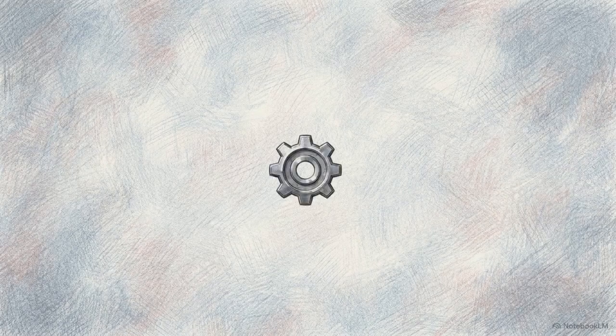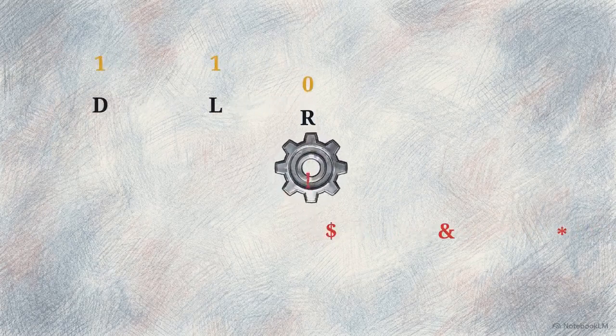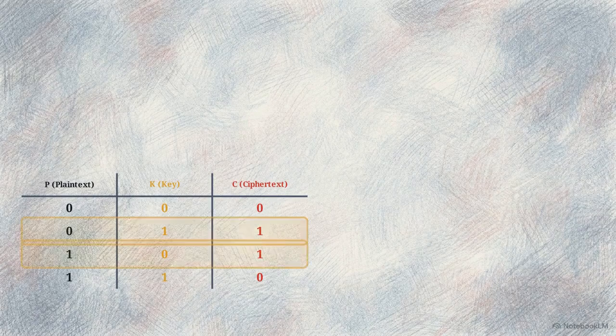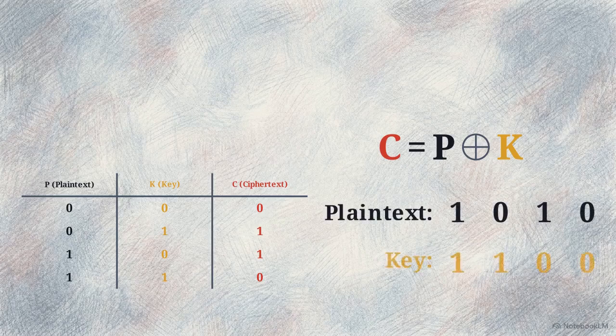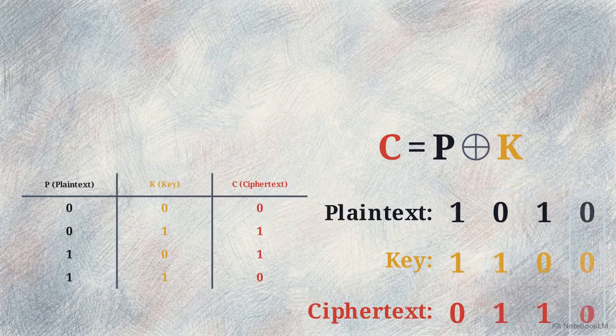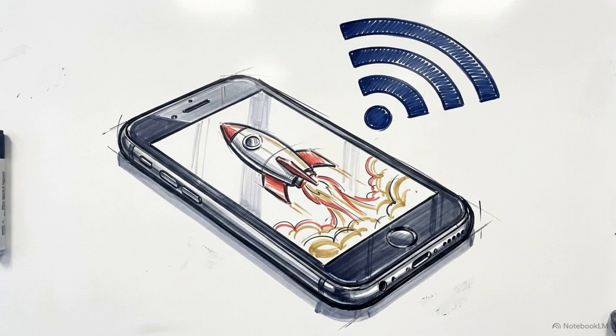To solve this, we use stream ciphers. Instead of perfect randomness, we generate a continuous key stream and encrypt the data 1 bit or byte at a time. This table shows the XOR mathematical logic that powers most stream ciphers. The ciphertext equals the plaintext XORed with the key stream. Let's apply this to a binary string. If our plaintext is 1010 and our key is 1100, the XOR operation outputs a ciphertext of 0110. Because stream ciphers operate bit by bit, they are extremely fast, continuous, and require very little memory. This makes them ideal for video streaming and wireless networks.